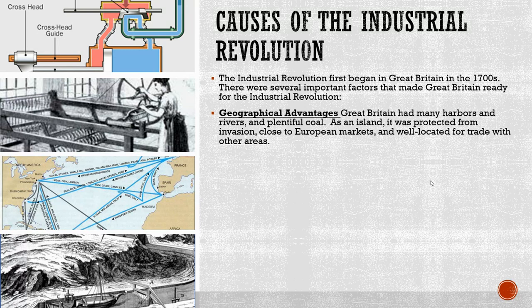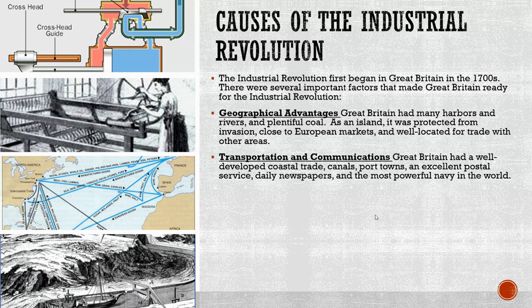So in other words, they could move things around, and plus they had the coal to actually use in the factories. As an island, it was protected from invasion. It's close to the European market, so they could sell their goods really quickly. And it was well located in trade with other areas. So really, Britain kind of becomes the center of the world once the Americas open up.